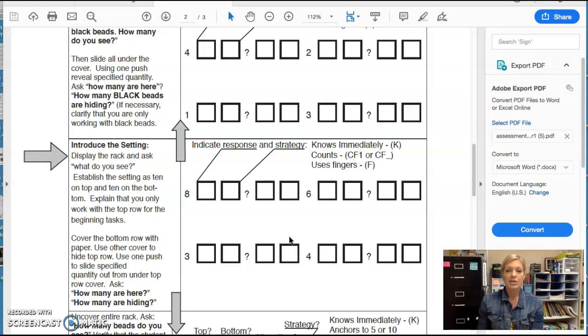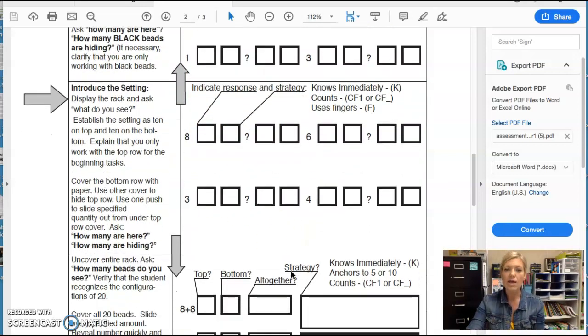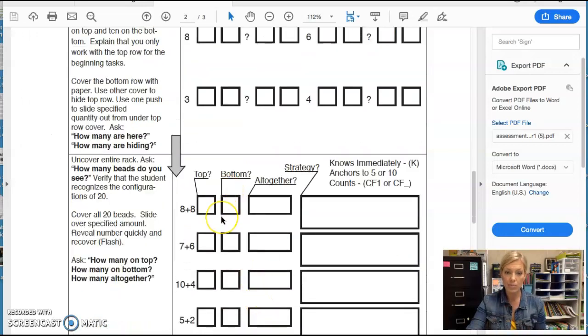If we look at the whole page, the first part where we start is within 10. If they're not successful within 10, we're going to move up the page and look to see if they're successful within 5. If they are successful within 10, then we're going to move down the page to see if they're successful within 20.